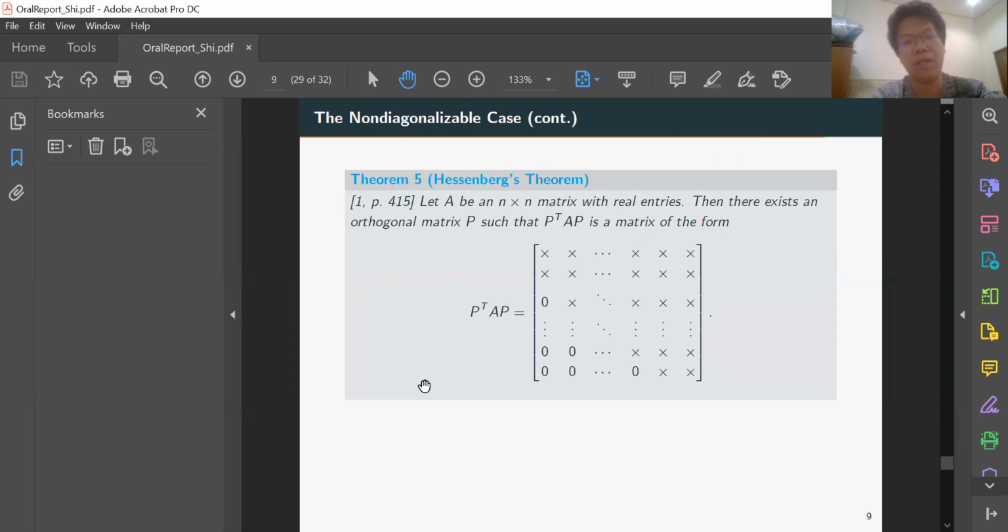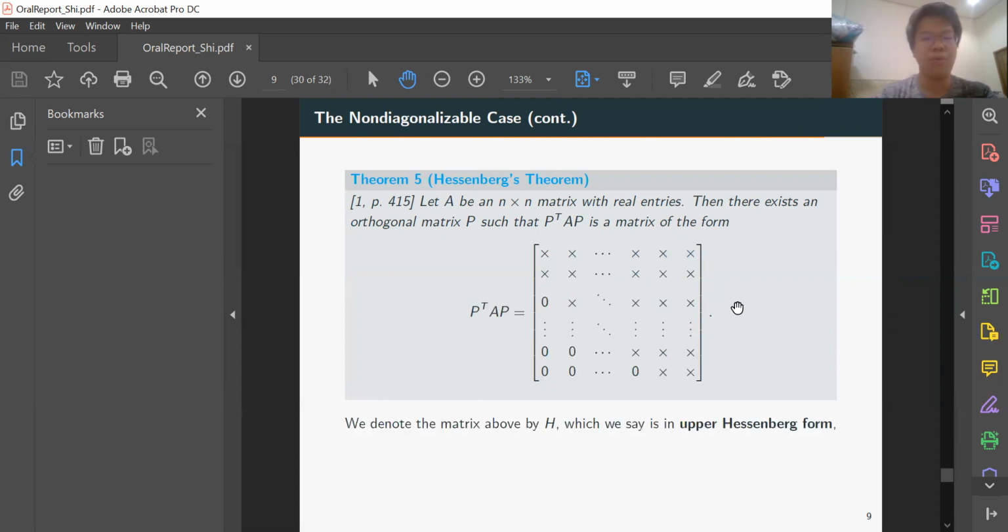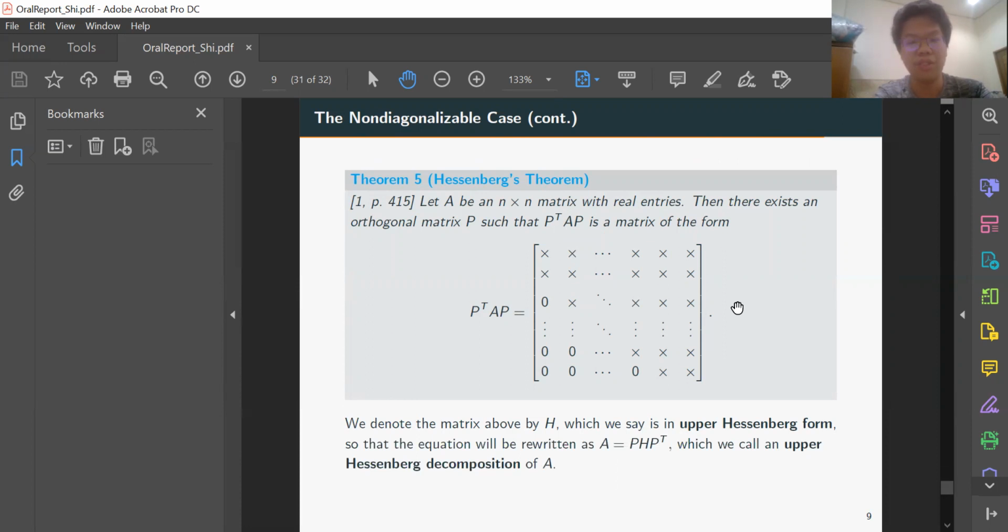Hessenberg's theorem. Let A be an n by n matrix with real entries. Then there exists an orthogonal matrix P such that P transpose AP is a matrix of this form. We denote the matrix above by H, which we say is in upper Hessenberg form, so that the equation can be rewritten as A is equal to P H P transpose, which we call an upper Hessenberg decomposition of A.